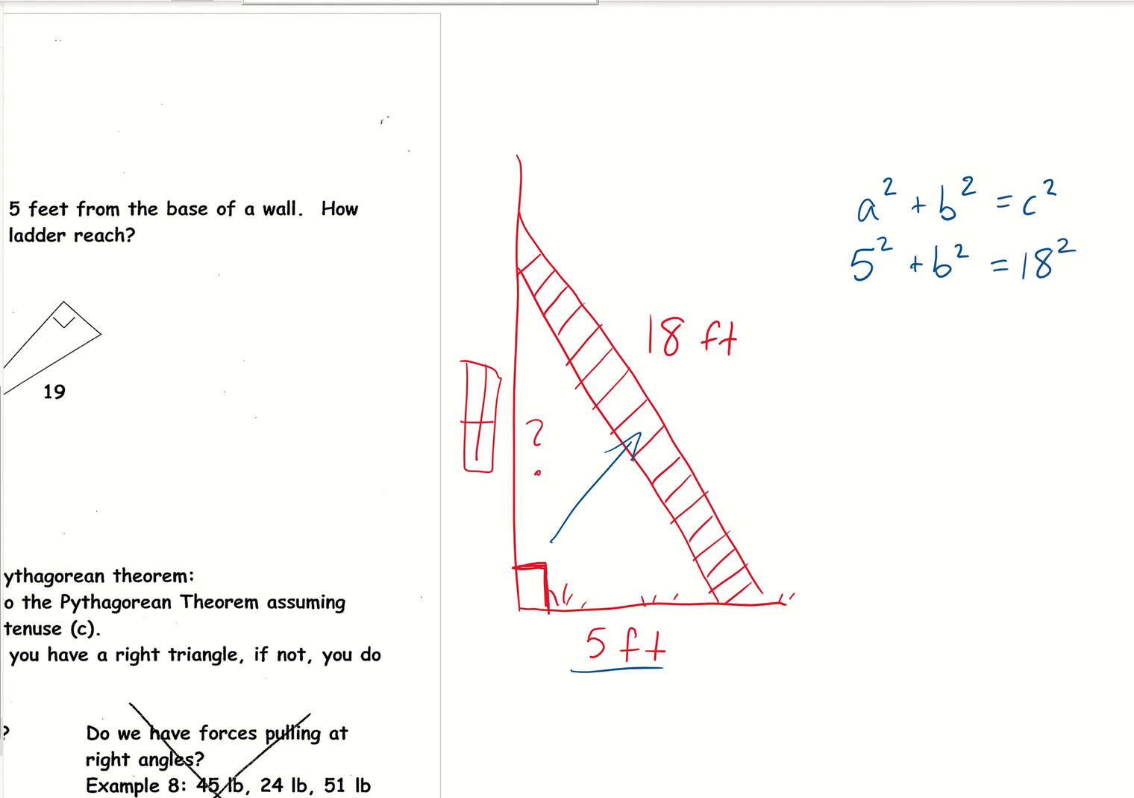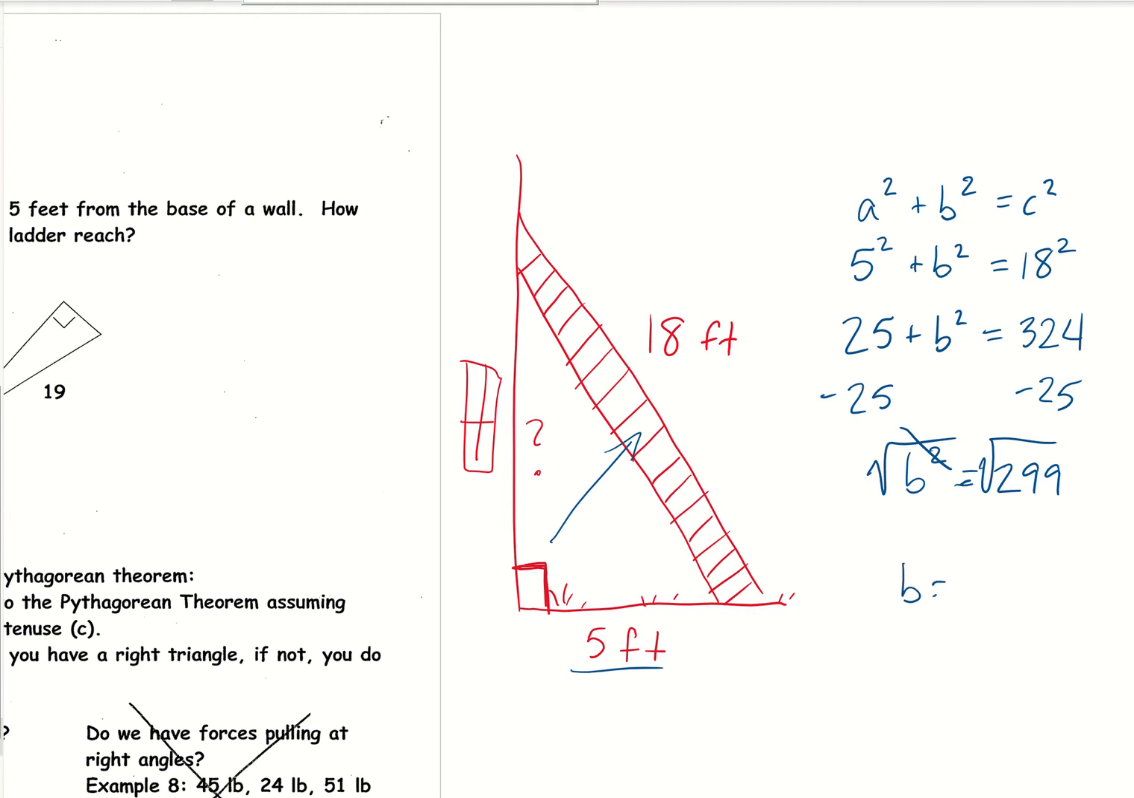All right, and we get 5 squared is 25, B squared is B squared, and then 18 squared is 324. Okay, next we just need to subtract 25 from both sides. We get b squared equals 299. Take the square root of both sides. Those cancel. We end up with b equals the square root of 299. All right, and again, we can just leave it as is.